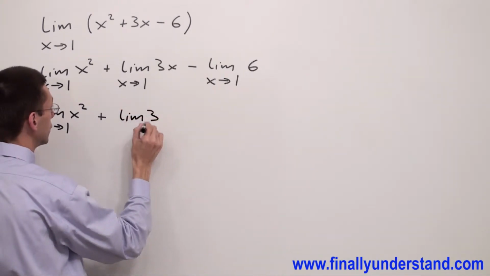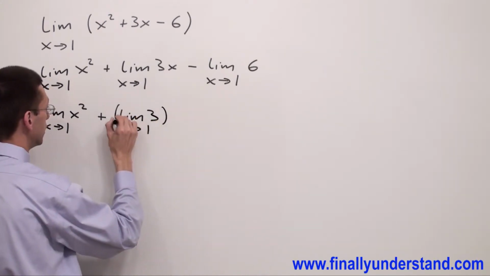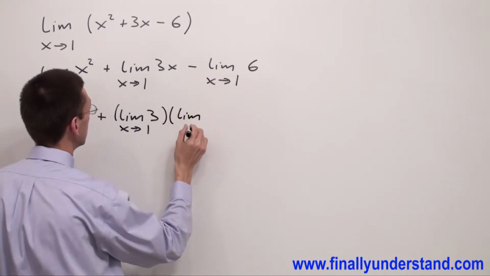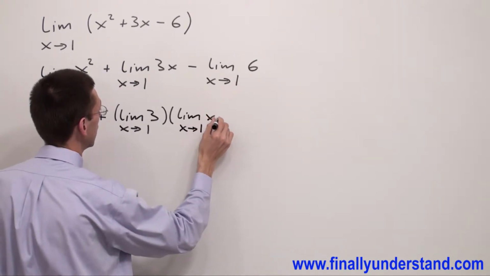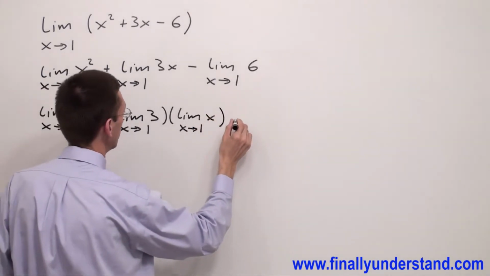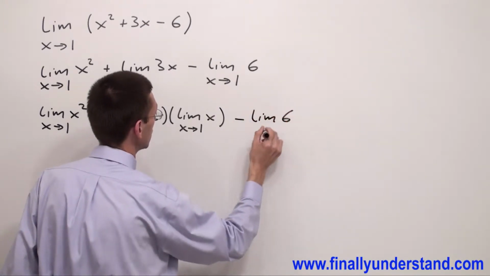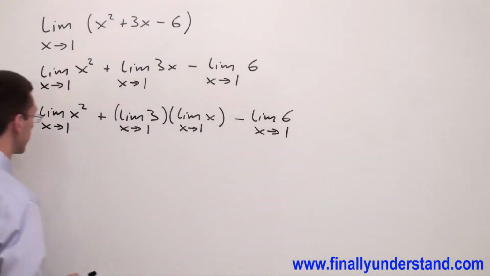of 3 as x approaches 1, times the limit as x approaches 1 of x, minus, I copy down, the limit of 6 as x approaches 1.